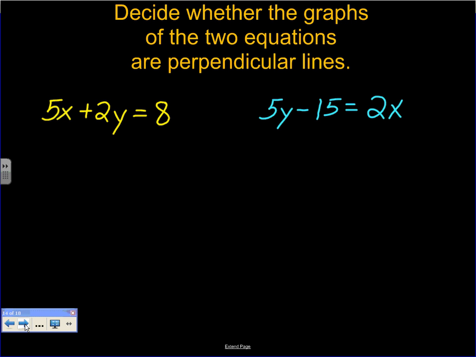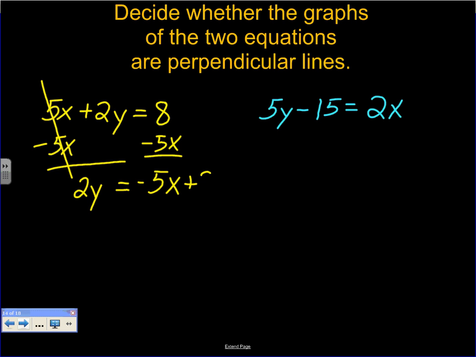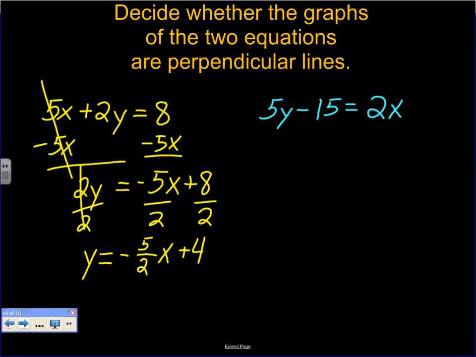Looking here at this next set of equations, are these going to be perpendicular? Well, let's find the slope of them. First off, we're going to try and get y by itself. 5x's will cancel on the left side. So 2y is equal to negative 5x plus 8. To get y by itself, you divide everything by 2. 2's cancel, and y is equal to a negative 5 divided by a positive 2, which is negative 5/2 x. And 8 divided by 2 gives you 4. And the slope in this case is negative 5/2.